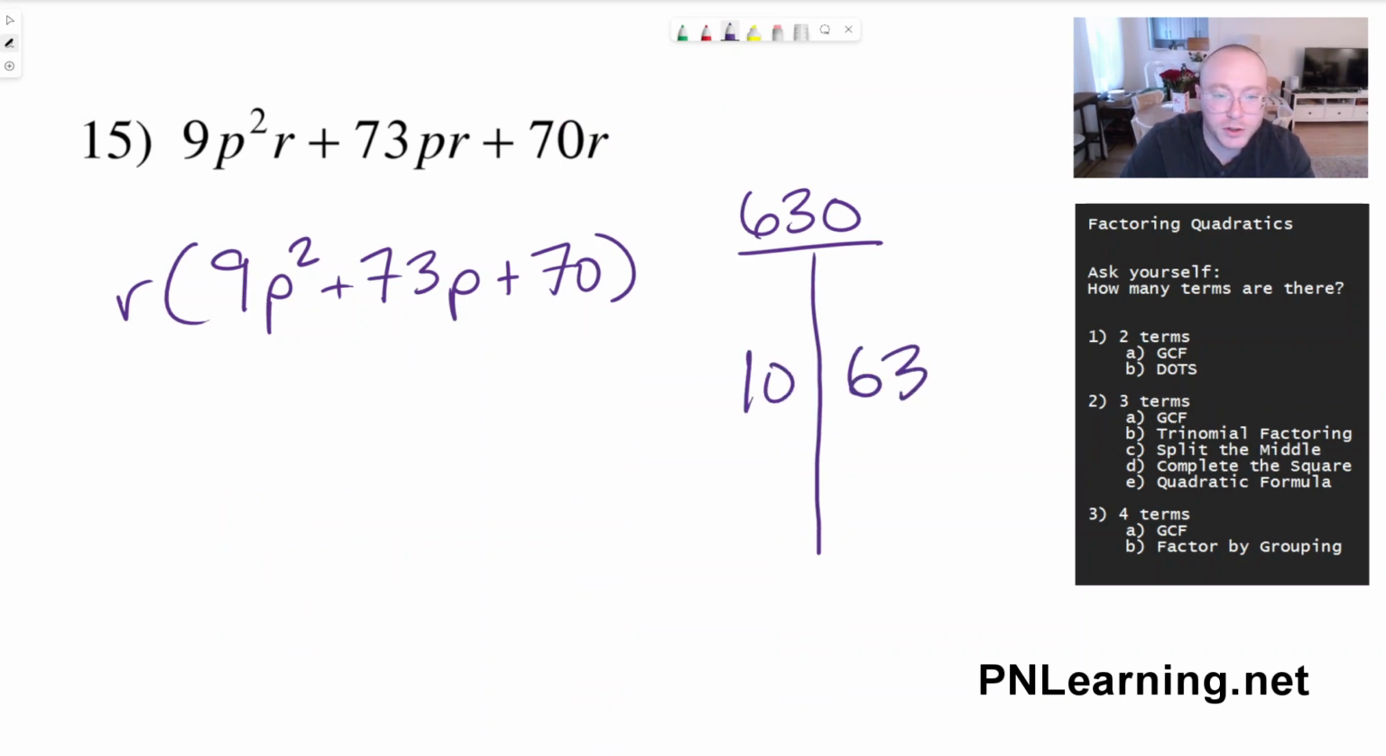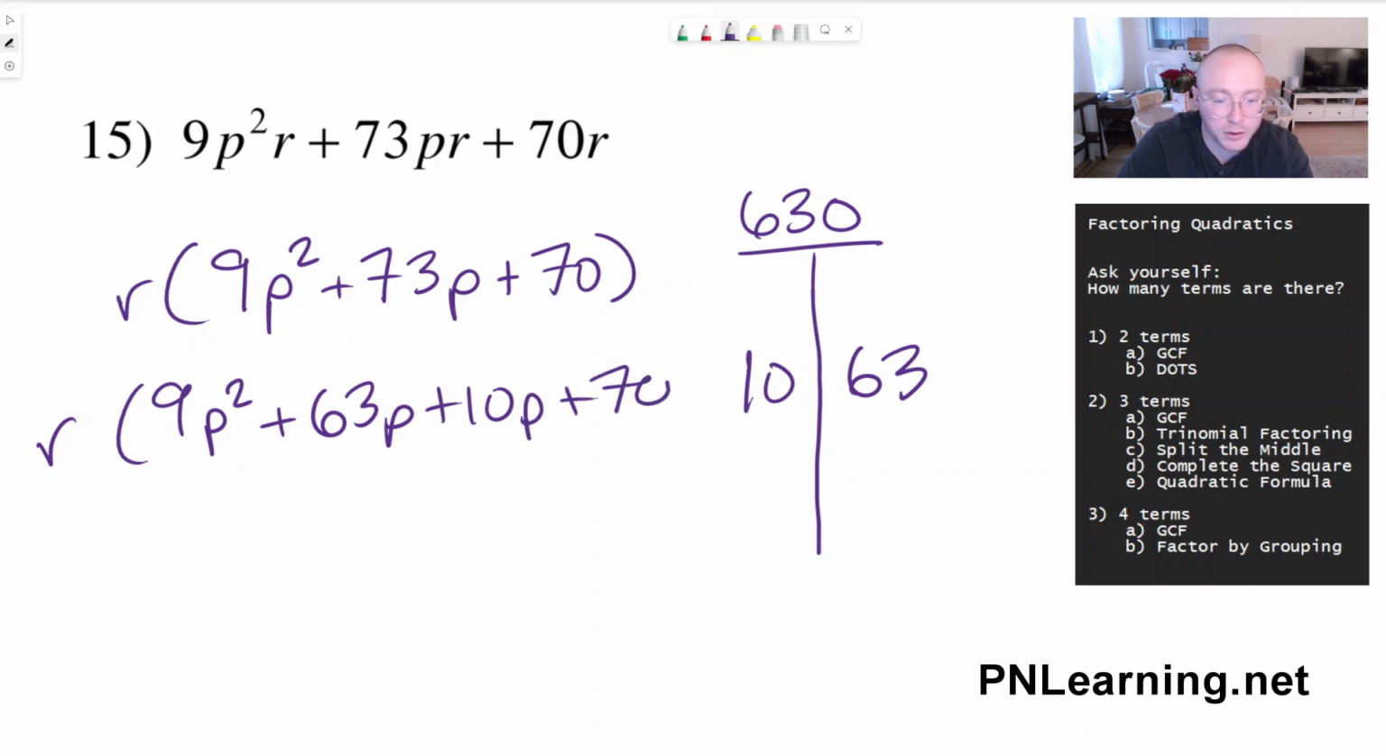And if we just keep those both positive, it'll multiply to positive 630. It'll add up to positive 73. So that's nice when it's all positive. So we're going to split the middle now. Bring down your R. Let's bring down 9p squared. Let's go plus 63p plus 10p plus 70.